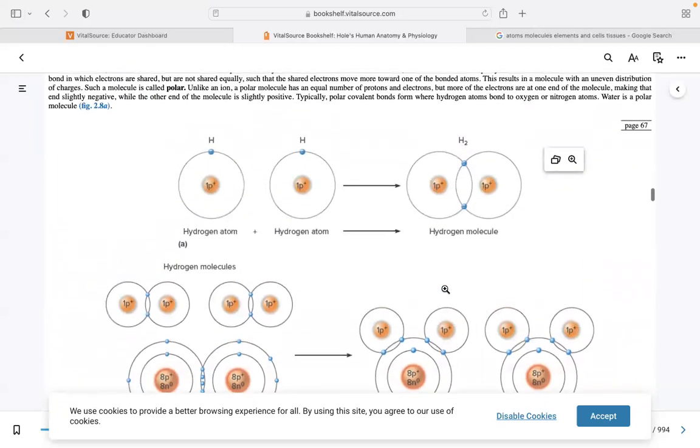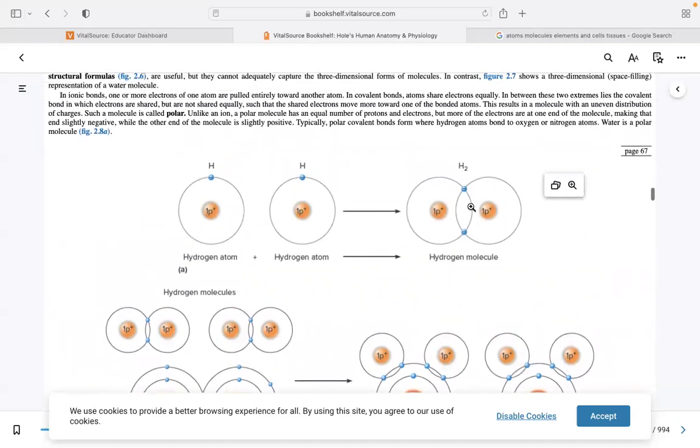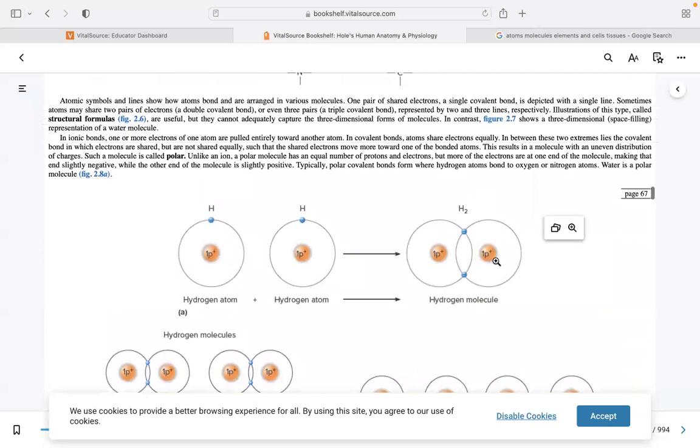Now, do you see how the hydrogens here? This is one hydrogen. This is another hydrogen. Do you see how they are nonpolar? Meaning, they share, and they share equally. Nonpolar, right?